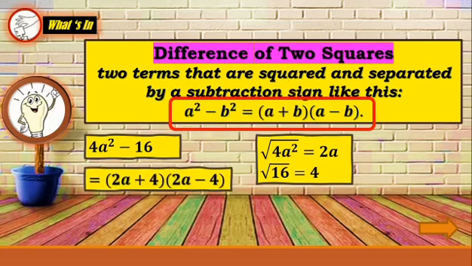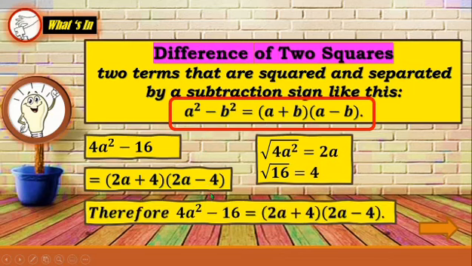And then, following this pattern, follow my mouse. We have our square root of the first term, which is 2a here, and then the square root of the last term, which is 4 here. So in this pattern, we have addition and subtraction. So we follow that pattern, addition and subtraction. Therefore, 4a squared minus 16 is equal to the quantity of 2a plus 4 times the quantity of 2a minus 4.